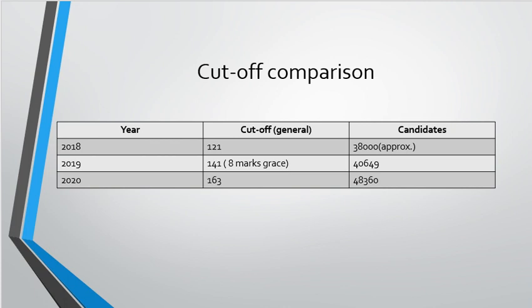So, cutoff comparison. Let's study the cutoff, how many marks out of 500 are required in order to qualify the GPAT. Here I have mentioned the cutoff of the last 3 years, that is 2018, 19 and 20. In 2018, when AICTE conducted GPAT, almost around 38,000 candidates appeared for the examination, wherein the cutoff for the general category was 121 marks.